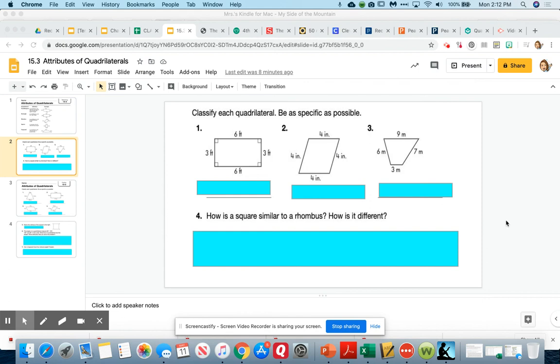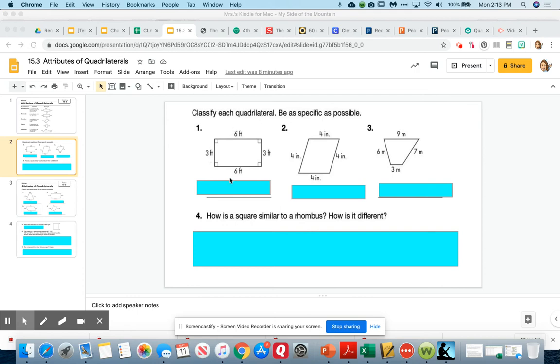Okay, so now we're going to be classifying each quadrilateral. And it says be specific as possible. So we have to, because remember, these are all quadrilaterals. So I could say this is a quadrilateral, this is a quadrilateral, this is a quadrilateral. But they want the most specific name as possible.